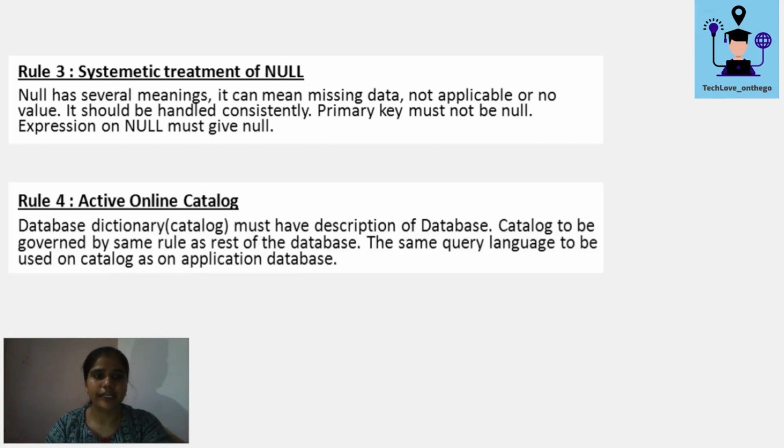The fourth rule is the active online catalog. The database dictionary or catalog must have a description of the data. The catalog is to be governed by the same rules as the rest of the database. So what is basically a data dictionary? It will contain all the information about the data, and the catalog is to be governed by the same rules. The rules which are followed by the database should be followed by that particular data dictionary.